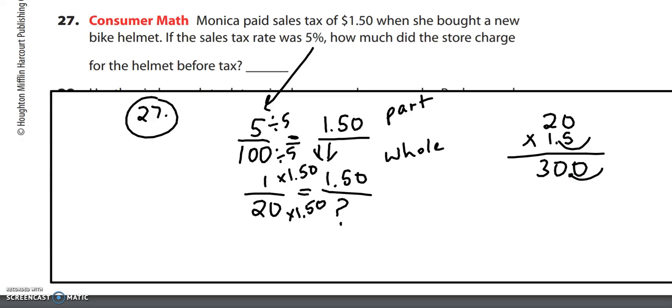The answer is $30. Now $30 should make a little bit of sense because that's a reasonable price for a helmet, and especially since the sales tax, $1.50, was pretty small, it should make sense that it's a pretty small amount for the item. Okay, moving on.